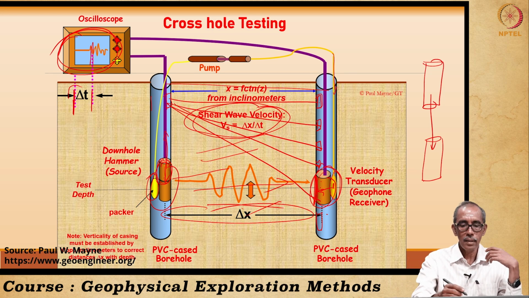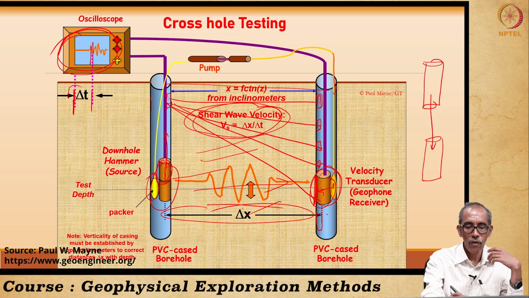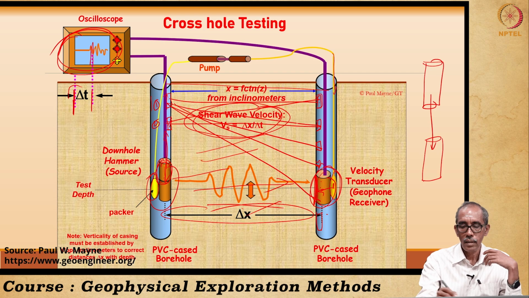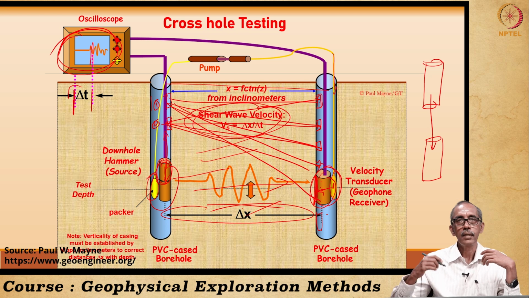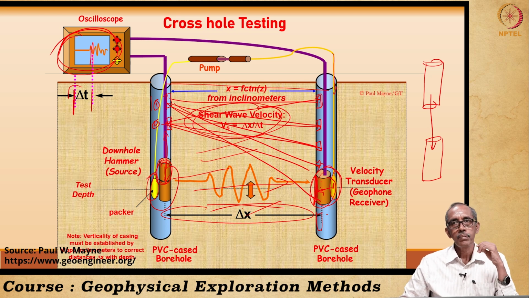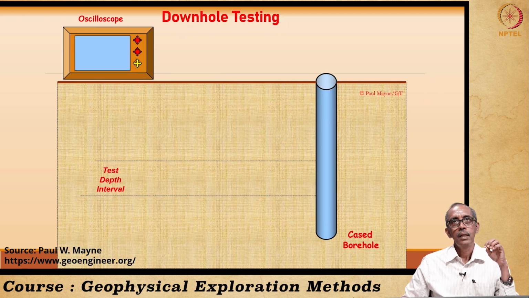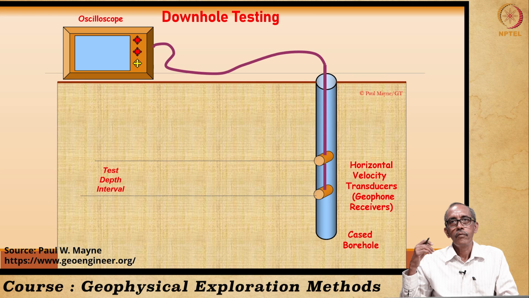After completing this, then the source is moved from location 1 to location 2. Let us say the source is here now, right. From here the shot is fired. So this is how the signals are getting transmitted. So this method is known as the cross-hole seismic method. Sometimes we may also go in for downhole testing.